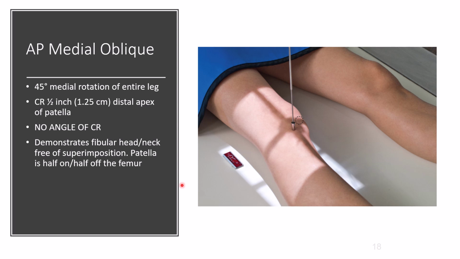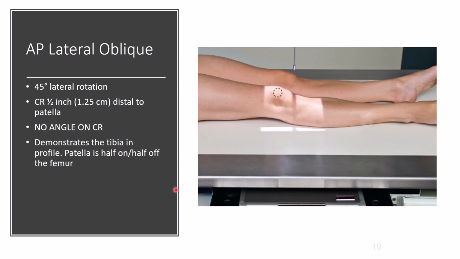I don't have an x-ray of this, but if you look at 6.108 in the book, the fibular head and neck are free of superimposition from the tibia, and the patella ends up being half on, half off the femur. I actually have it after this one. I have both of them for comparison. After you do that, then we will do the 45-degree lateral oblique.